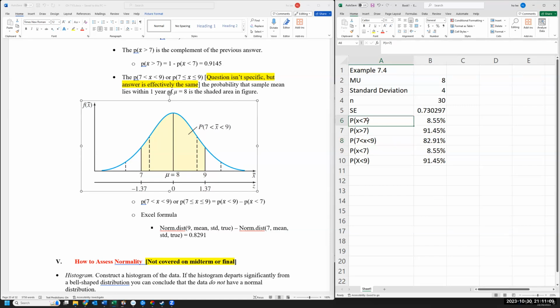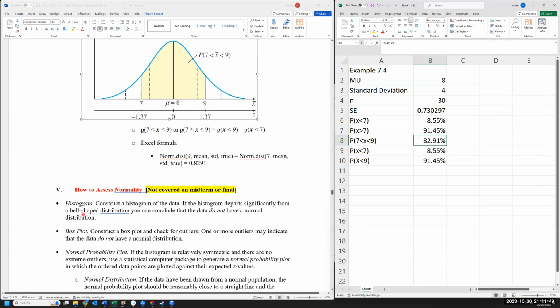Okay, one is a basic one where we just calculate the probability of x being less than 7. We just apply the normal distribution function in Excel as is. To get the probability of x being greater than 7, we have to calculate the probability of less than 7 and subtract it from 1. And then to get, say, something in between two numbers, we have to calculate up to one number and subtract up to another number. That's how I got 82.91.